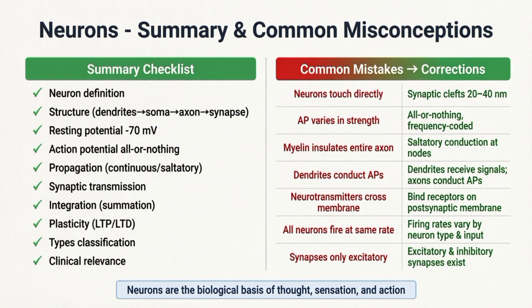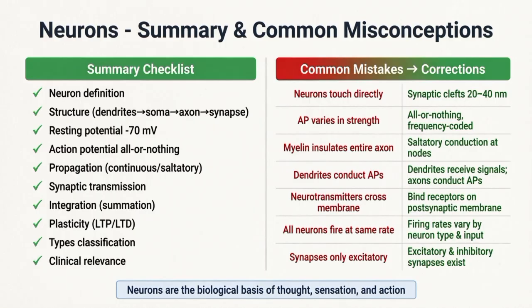Section 2, common misconceptions. Misconception 1, neurons touch directly. Correction, neurons do not touch, they are separated by synaptic clefts. Misconception 2, action potentials vary in strength. Correction, they are all or nothing and frequency coded.